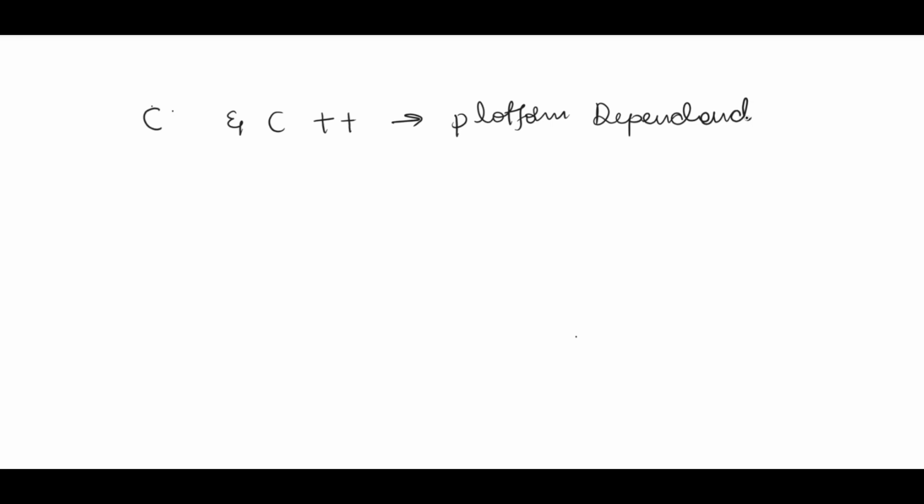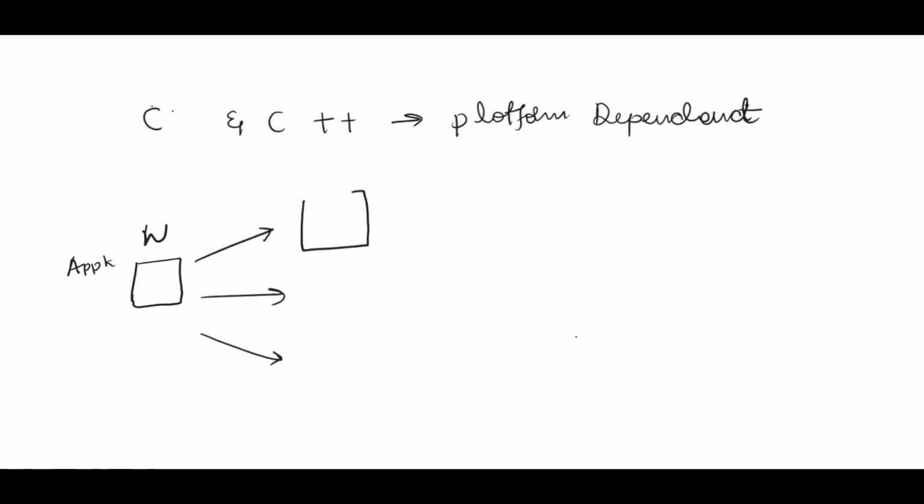Platform dependent. For example, if we are developing an application, consider this is an application and we are going to develop this application on the Windows platform. So the question is, is it possible to run this application on other operating systems? Consider this is Linux, this is the Unix operating system, and this is the Mac operating system.